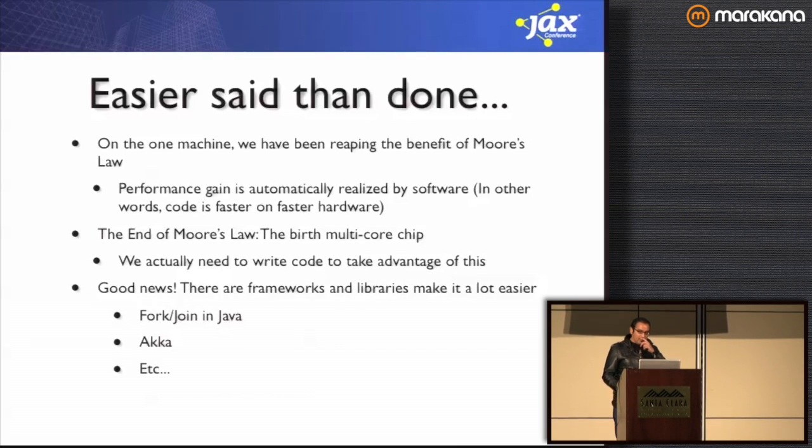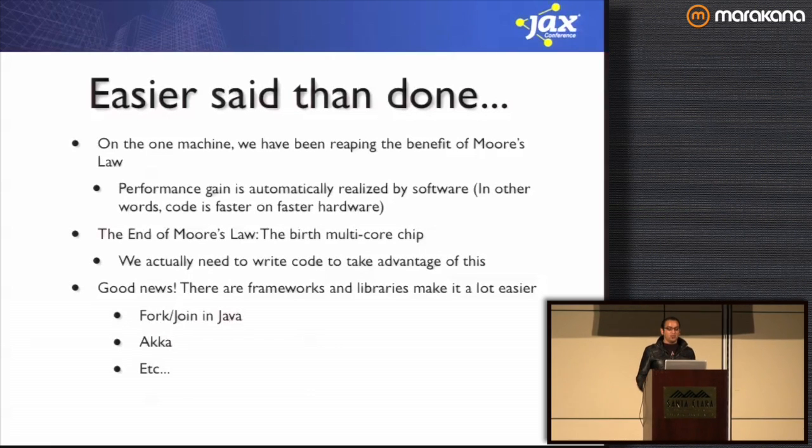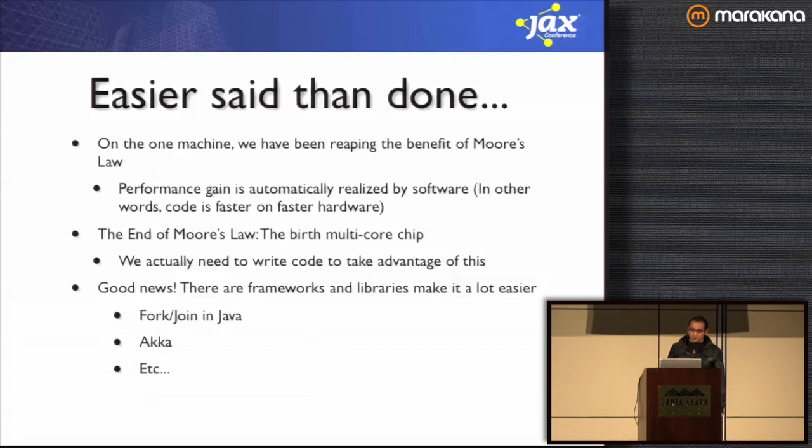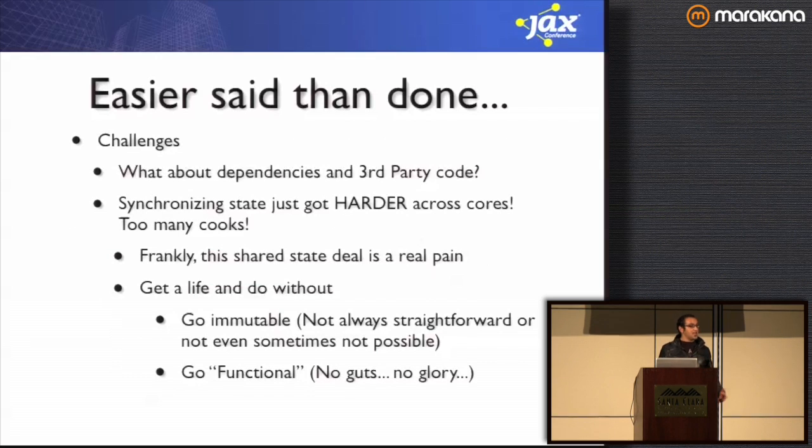If you want to take advantage of this, you need to sit down and write code that can run on multiple cores. The good news is that there are a lot of frameworks and libraries that make this easier for you. There's fork/join in Java 7, there's Akka, et cetera. These are abstractions you can take advantage of. But this is easier said than done, because we still have a lot of challenges. The first one is all these third parties and dependencies that we pull in, that are not open source, and are not written to take advantage of the multi-core architecture.